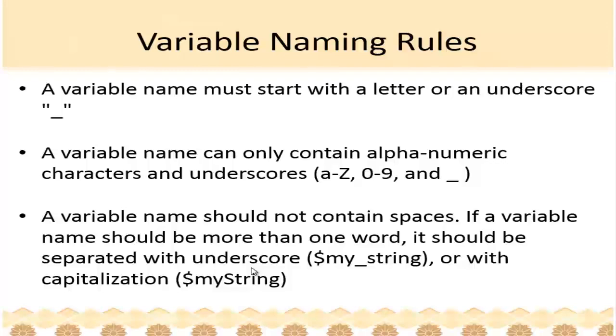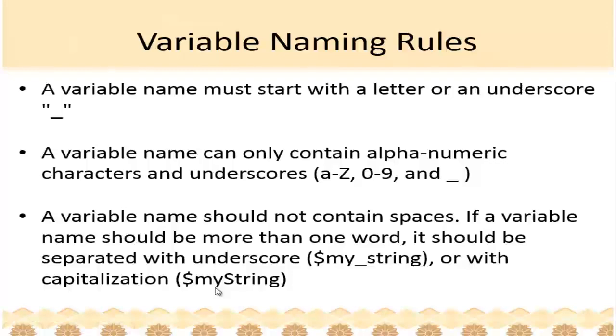The general rule, which is the same for almost all programming languages: a variable name must start with a letter or an underscore. It can have digits inside it. You cannot have spaces in it. If you want a space-separated name, either use the underscore or use camel casing. So this style is called camel casing.